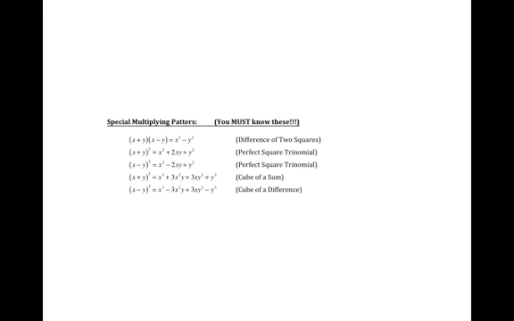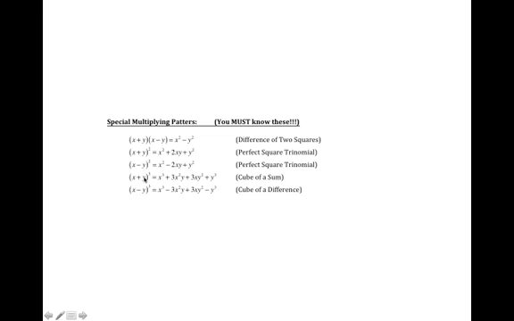I have a little memory device for that, and along with the other one where you have a minus, x minus y quantity squared equals x squared minus 2xy plus y squared. A friend of mine taught me this, a teacher friend. You square the first, so x squared, square the last, so y squared, double the middle, so 2xy, and get out fast. Okay, so perfect square trinomial: square the first, square the last, double the middle, and get out fast. So that's the way to remember that.